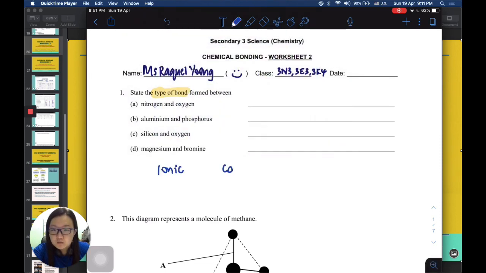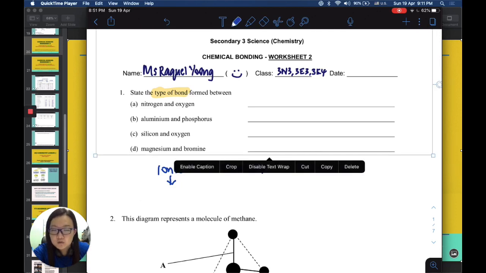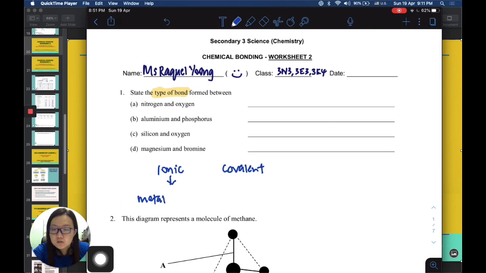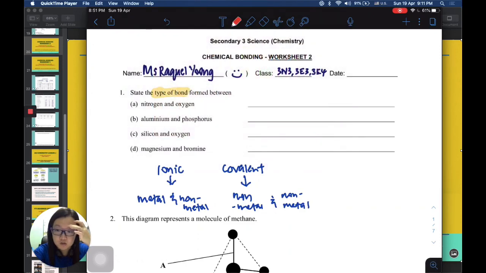So for chemical bonding, we only learn 2 types, right? Ionic and covalent. This is for combined science. For ionic, if we do a quick recall, it is a type of bond that forms between a metal and non-metal, specifically cations and anions. And then covalent happens between non-metal and non-metal. So if you have this understanding and concept, then question 1 is really super easy.